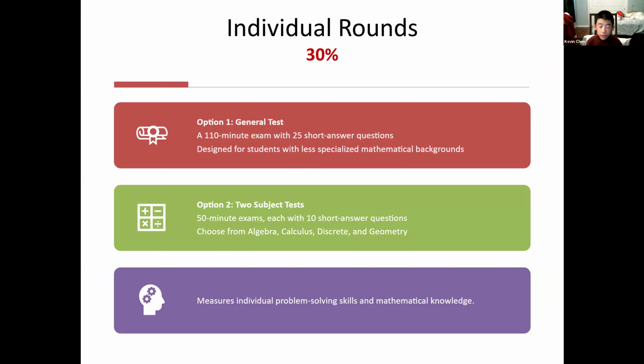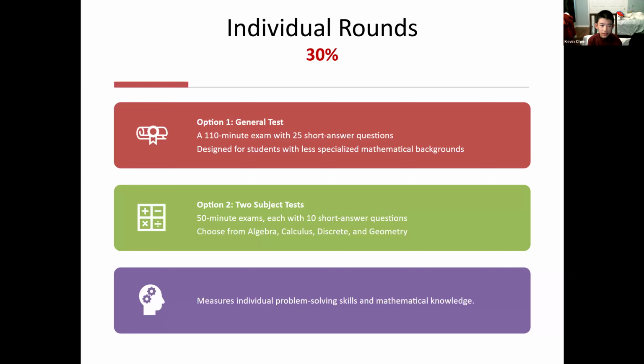And a huge portion of the team's overall score is also based on the individual rounds. Despite being each person's own contribution to the team, they have to be summed together to be a part of the team's overall score. For each individual, there are 2 options that you could take.